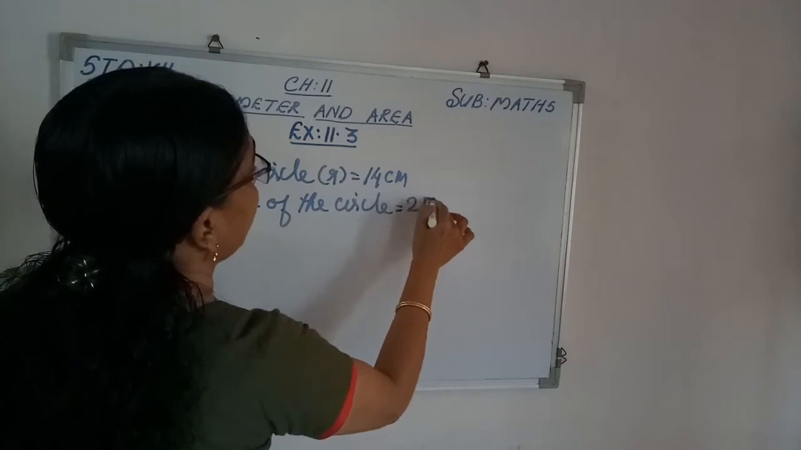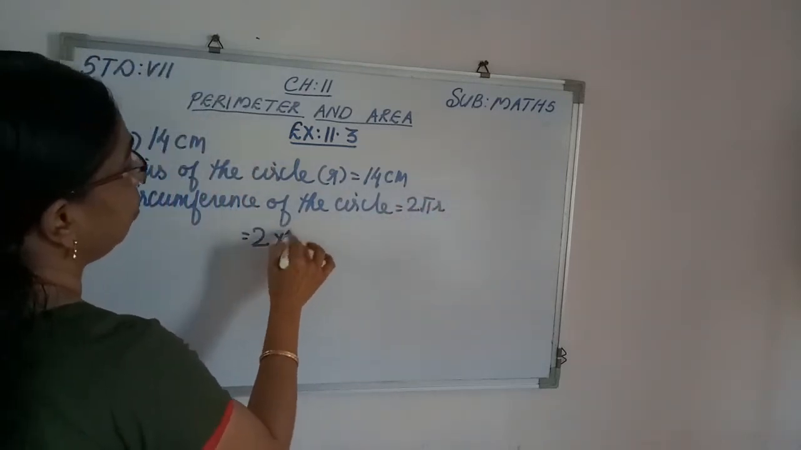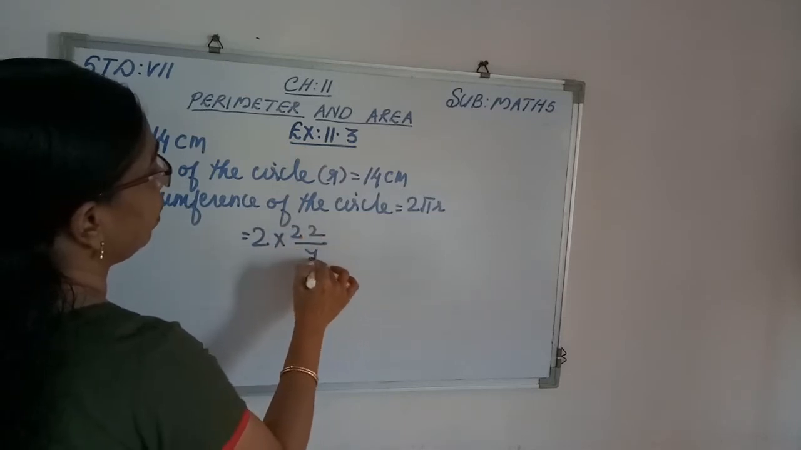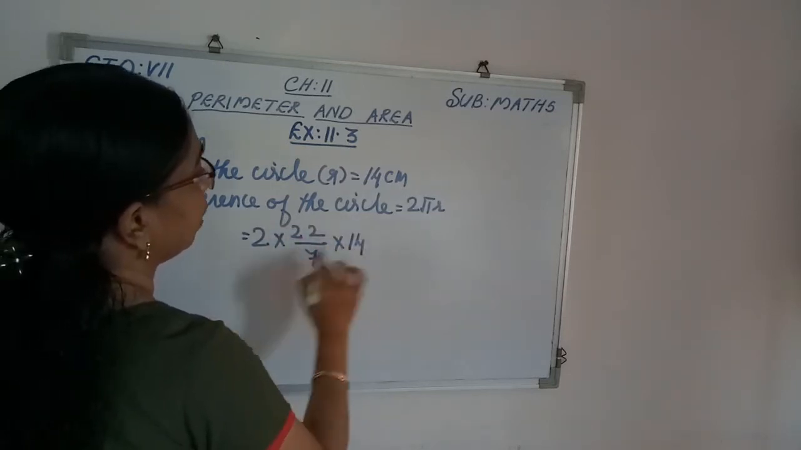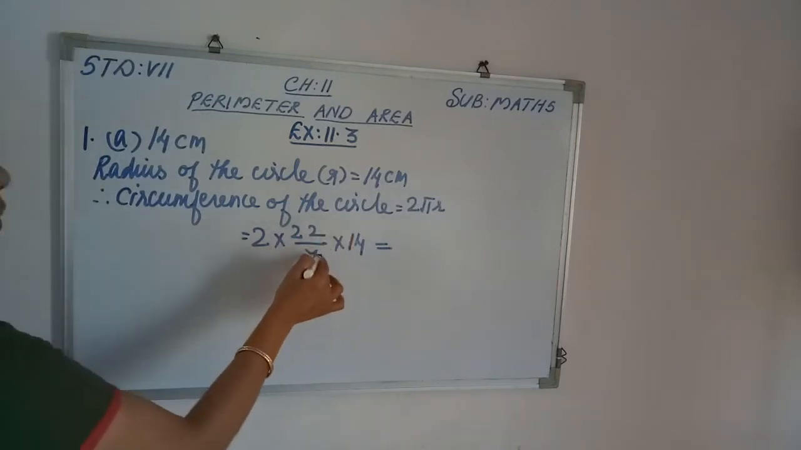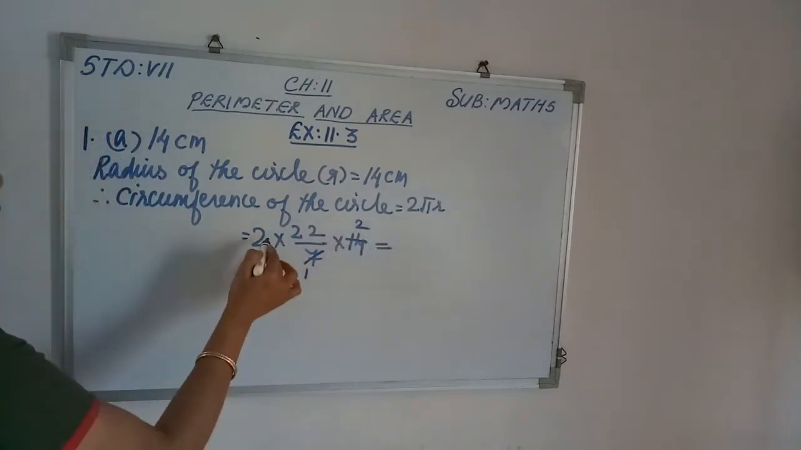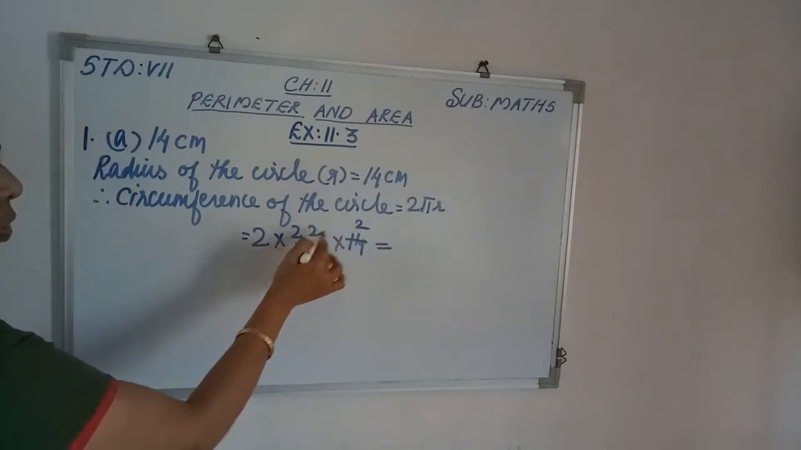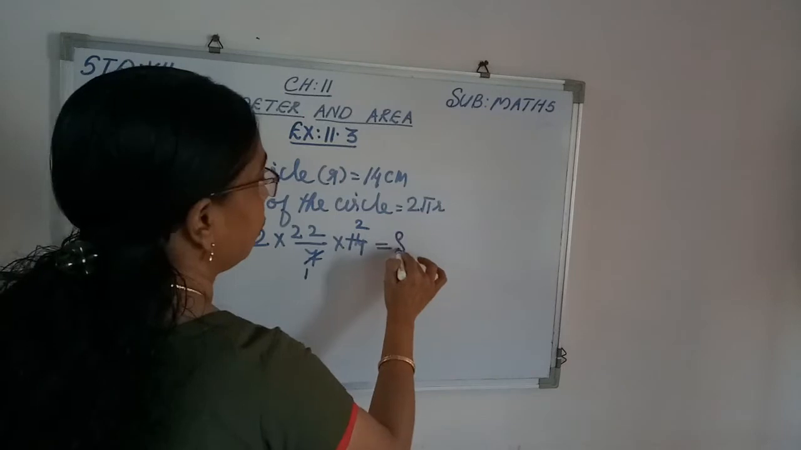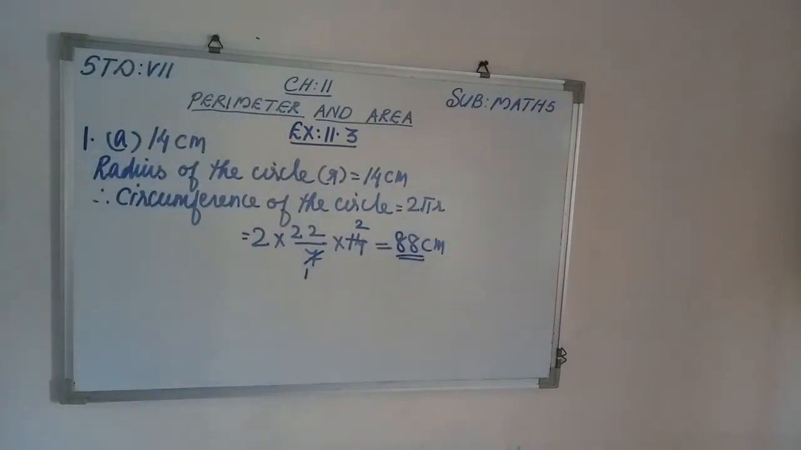Formula 2 pi r. Substitute the value. 2 into 22 upon 7 multiplied by 14. That's equal to, see here how to calculate, 7 and 14. You can simplify, 7 twos are 14. Then 2 into 22, 44, 44 into 2, 88. 88 centimeter. That is the circumference of this given circle.